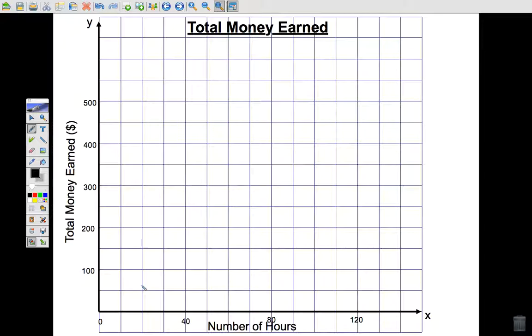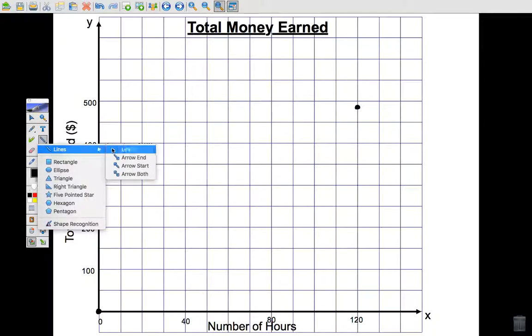Now all I have to do is figure out what to plot, okay? Now in this case, it's a steady rate. I don't have to go crazy and list all kinds of points. But the bottom line is we know that if I work 0 hours, I make 0 amount of money, $0. You don't work, you don't get paid. The alternative to that is if I worked the full 120 hours that I said I can work up to, then at that point, I would make $480, okay? So maybe I'm over here somewhere. And at this point, I am going to connect this line.